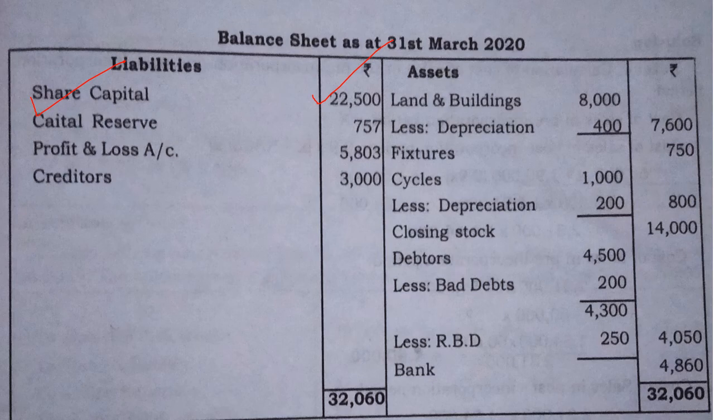Okay, next one, the land and building. Land and building is a fixed asset, so you can record it. Write the amount in the inner column because there is a depreciation. Land and building less depreciation, 8,000 minus 400, the net figure 7,600.